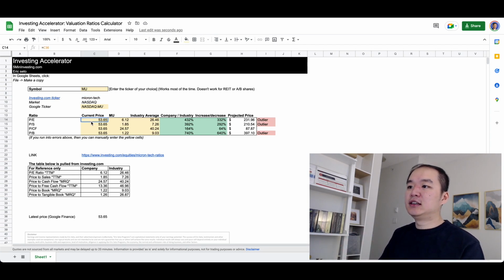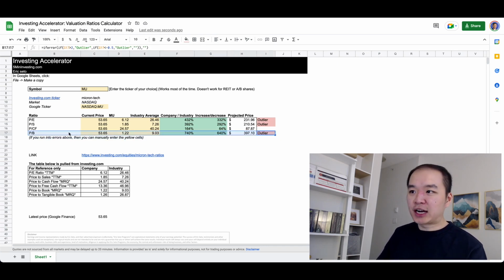Here you can see the current price, and for Micron Technology, all of them are green, and a lot of them are outliers. 3 out of 4 indicators are outliers. Price to earnings represents a 300% potential increase. Price to sales, 292%. And price to book, which is the last one, 640%. So the only reasonable projection for Micron Technology so far is this 24 price to cash flow ratio versus a 40 industry average price to cash flow ratio.